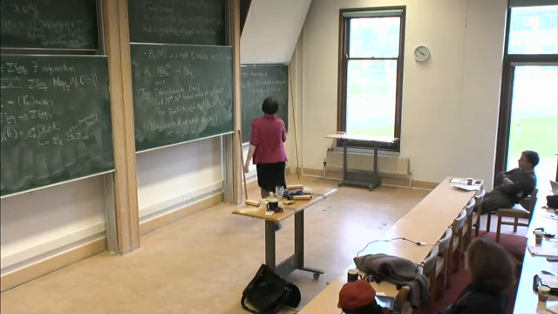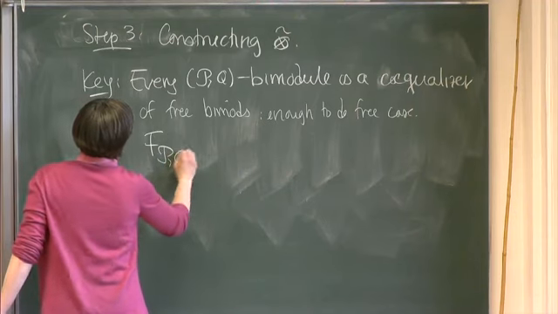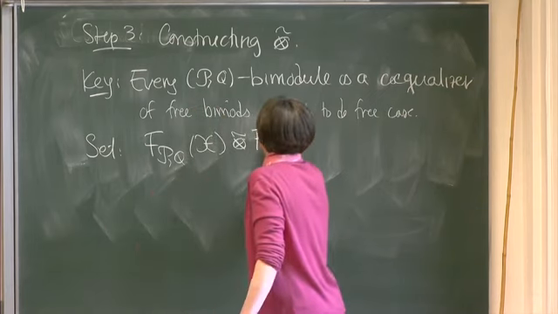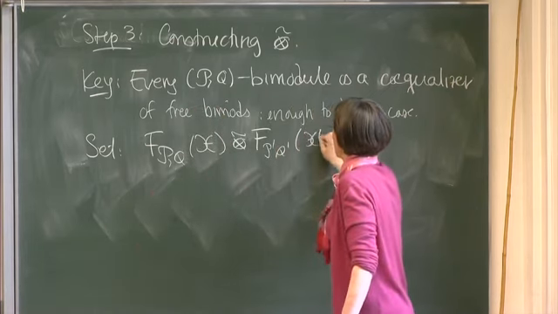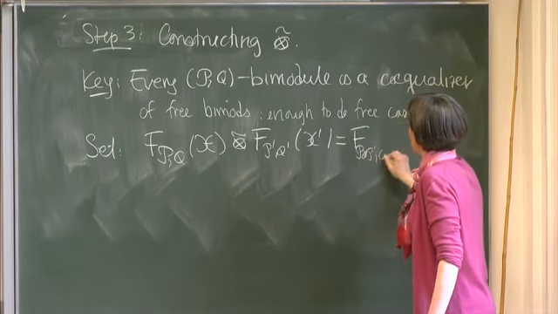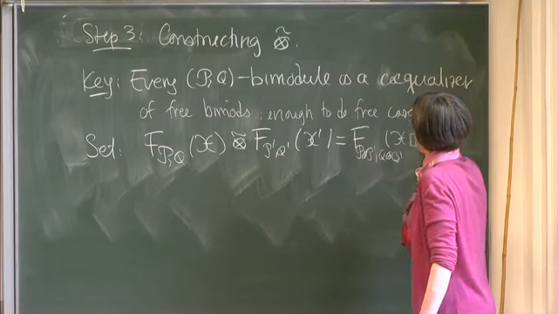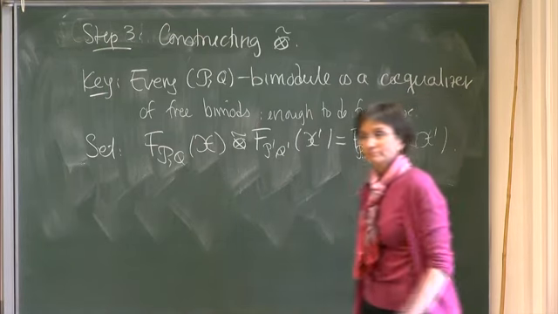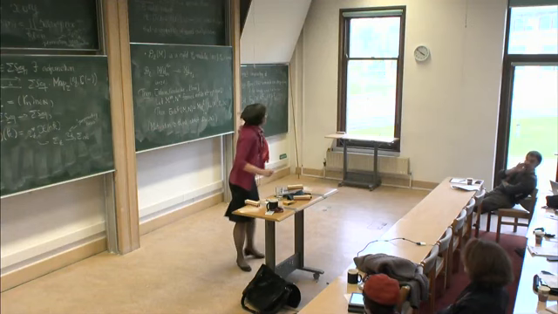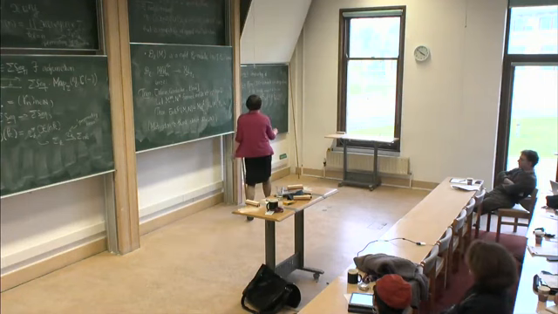So let's do what we want to do. We're going to set F_PQ X tensor tilde F_P'Q' X'. We're just going to say, okay, we're going to let that be equal to what we want it to be, and see whether we can make that work. Because on objects, okay, it's no problem. Now the question is, what about morphisms?